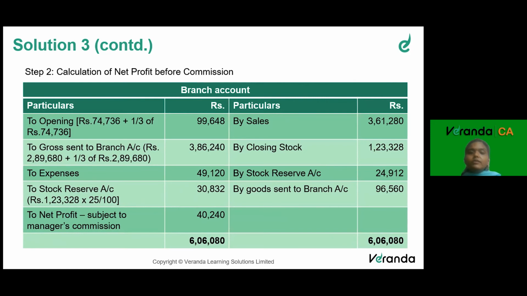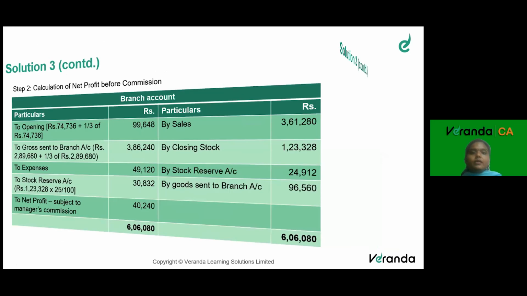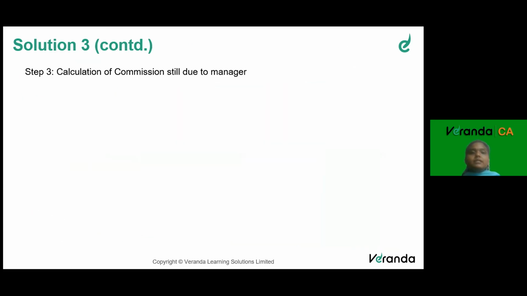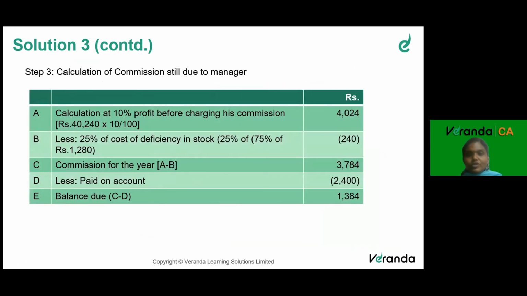Now I find out the balance being the net profit subject to manager's commission. Only if I put in the commission, I'll get the actual net profit. Now this is the net profit which I have computed to find out this commission part alone. Now what is the amount? What is the commission?